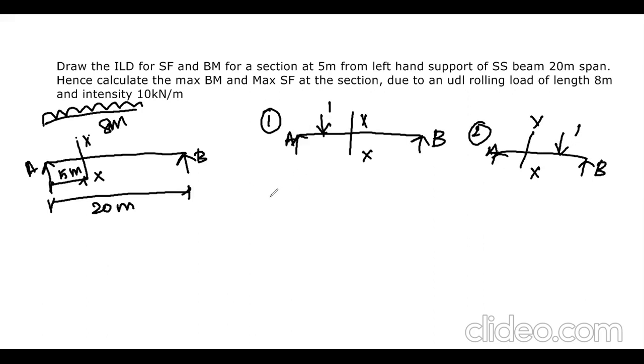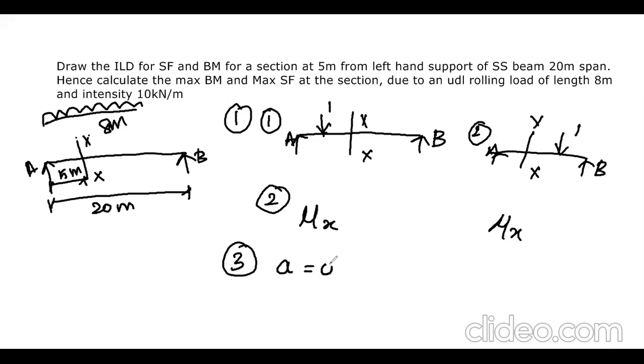Next what we will be doing? We will be finding the moment about this section for both the cases. And the third one, we will be applying the value of a. A will vary from 0 to x for the first condition. For the second condition, a will vary from x to L, because here we are considering only the portion XB, but there we are considering the portion AX. By applying these values, we will be finding the influence line diagram.